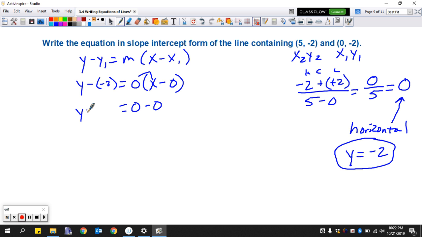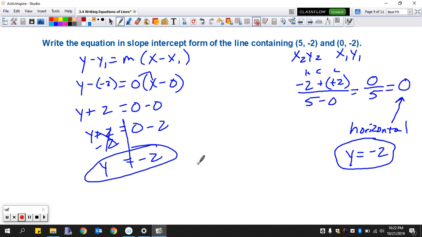And we end up with y plus 2 is equal to 0. Okay, so we say y plus 2 is equal to 0. Solve it. We're already adding, so we subtract 2, 0 minus 2, and y is equal to negative 2, which we already knew. We already knew that because we had already identified that it was a horizontal line.